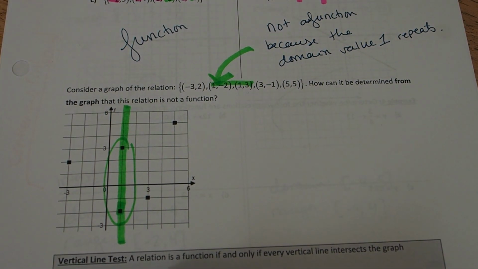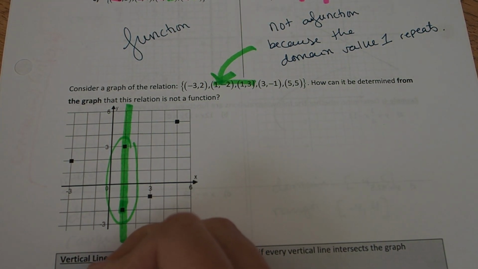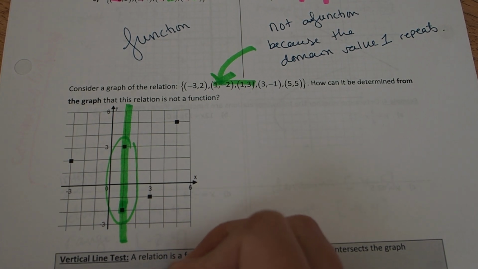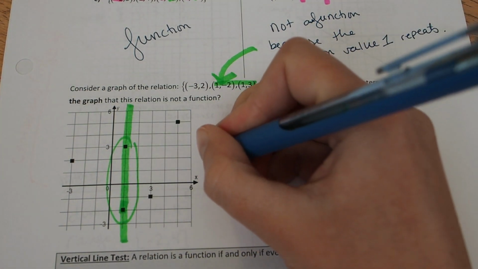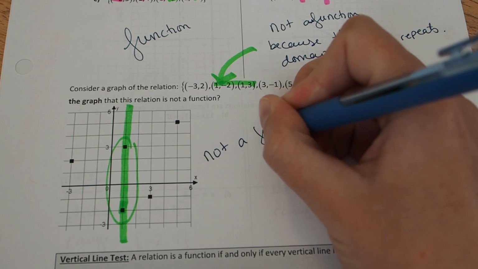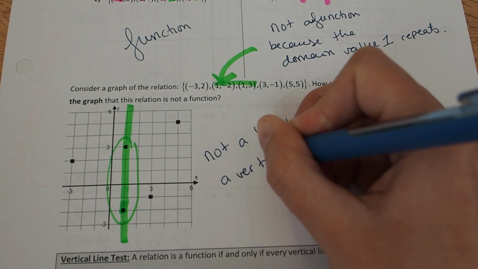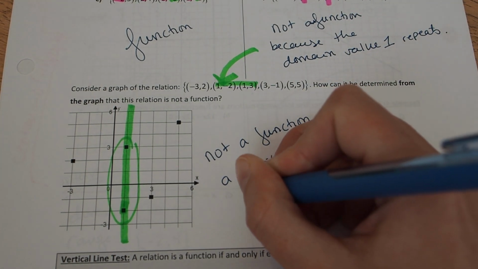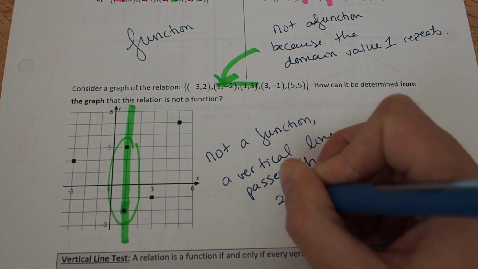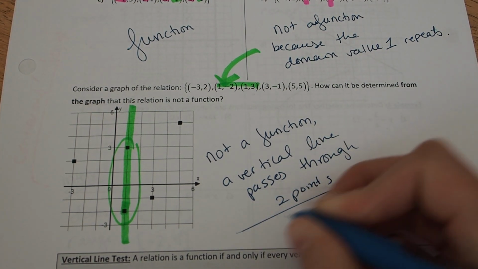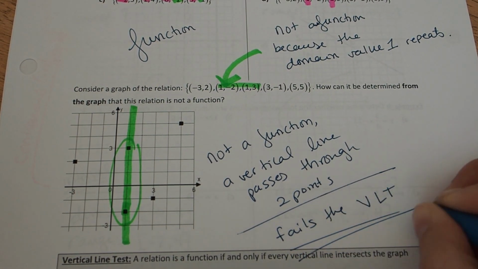A relation is a function if and only if every vertical line intersects the graph only one time. Okay, this one is not a function because a vertical line touches twice. Because a vertical line passes through 2 points. And a short way of saying this from now on is going to be that it fails the vertical line test. That's going to be the short way for a graph.